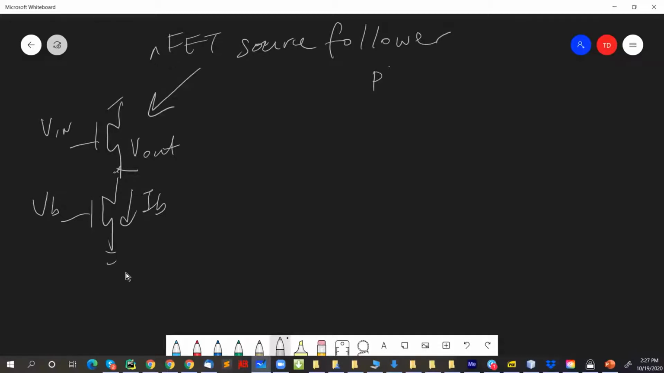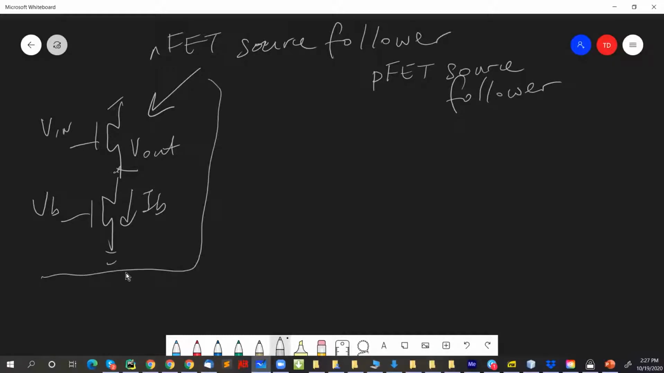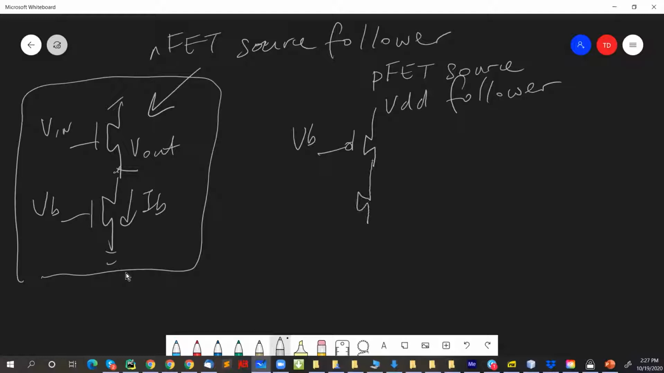I can do the equivalent PFET source follower. And remember, any circuit that you come up with, you can always make the complementary type. And what you do then is you take the circuit, right? And then you flip it over. You change it to PFETs and you flip the whole thing over, right? And if you do this, then what you get now is this VD. This is now your VD, right? This is V in, and this is V out.